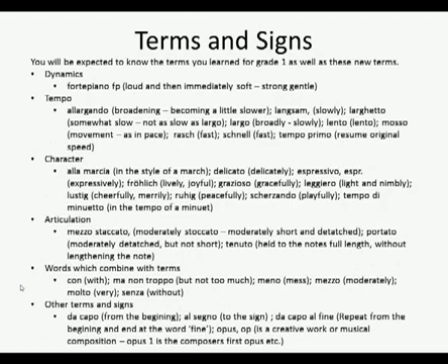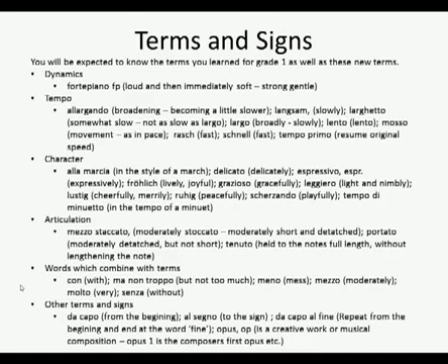Onto terms and signs. Okay, you'll be expected to know the terms you learned for grade 1 as well as these new terms. Dynamics, we already spoke about dynamics. Dynamics mean louds or softs. Okay, you're going to need to learn forte piano, which is indicated with an F and a P, and this tells you to go loud and then immediately soft. So also strong to gentle. So you might have one note with an F and a P below it, and this means that you start the attack of the note really loudly, and then quickly you take it to soft.